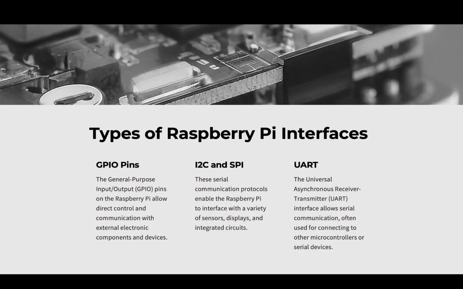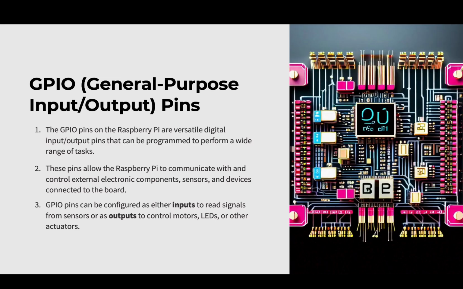So the Raspberry Pi is divided into three types of interfaces: GPIO pins, I2C and SPI, and UART. So what exactly are these three interfaces? We'll be discussing in brief about all of them. So GPIO, it's general purpose input output pins. These can be programmed to perform a wide range of tasks.